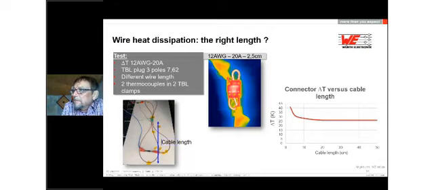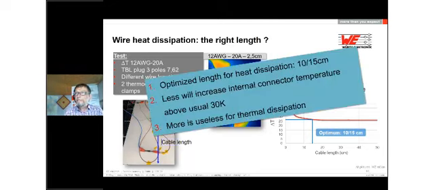So we had to measure this, and we found out that the right length to dissipate the heat out of a connector is between 10 and 15 centimeters. If the cable is longer, nothing more happens. If the cable is shorter, the connector gets too warm. So that means optimized length for heat dissipation, 10 to 15 centimeters.